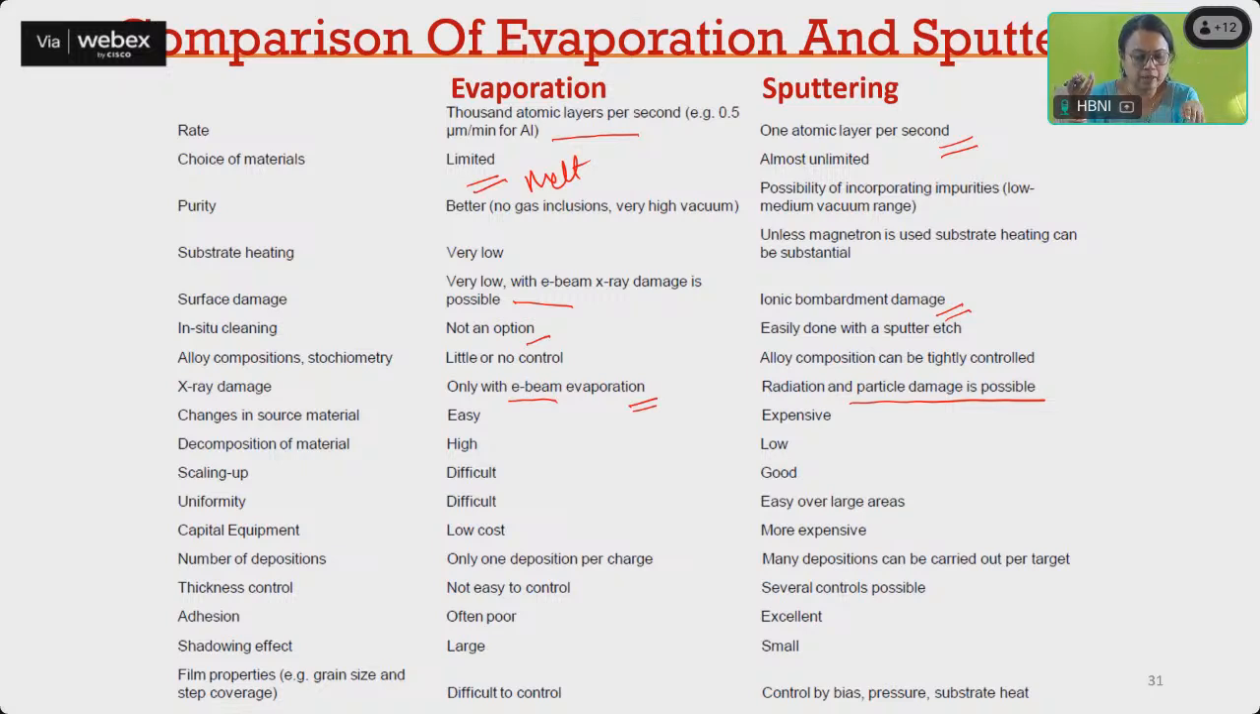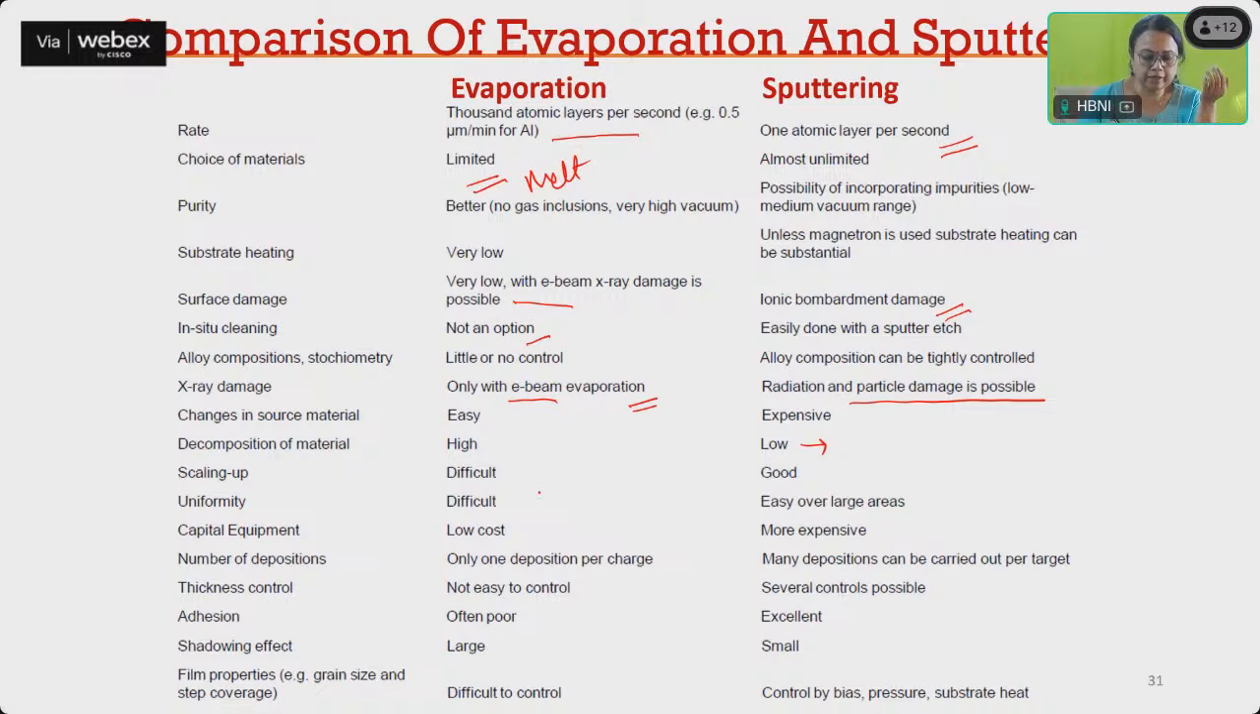Then decomposition of material is very high in case of evaporation, because you are going to the melting point of that material, whereas there is less chance of decomposition in case of sputtering. And scaling up is difficult because large area deposition is a bit difficult, whereas in sputtering it depends on your target, the size of your target, the film will be of the same size.